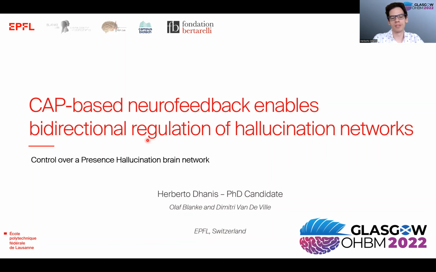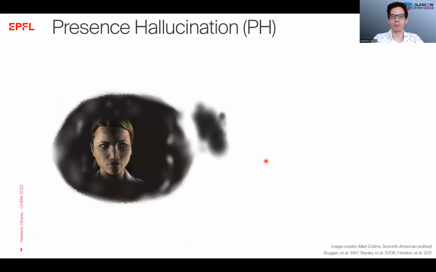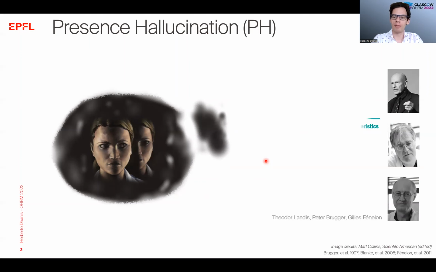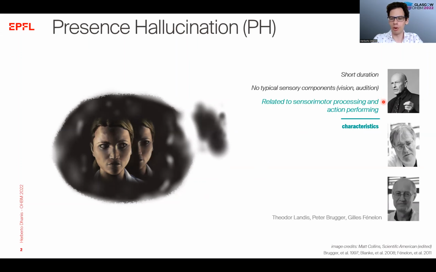Today I'm going to show you how we've used neurofeedback to have participants regulate a hallucination network. To start off, we're going to be talking about a hallucination called the presence hallucination, which is the very strange sensation of having someone behind you when no one's actually there. And of its many characteristics, probably the most important now is that it's related to sensorimotor processing.